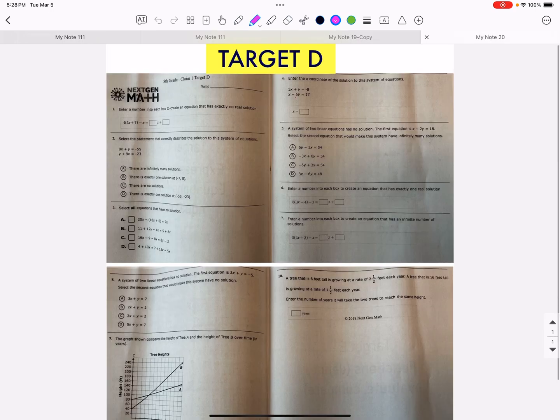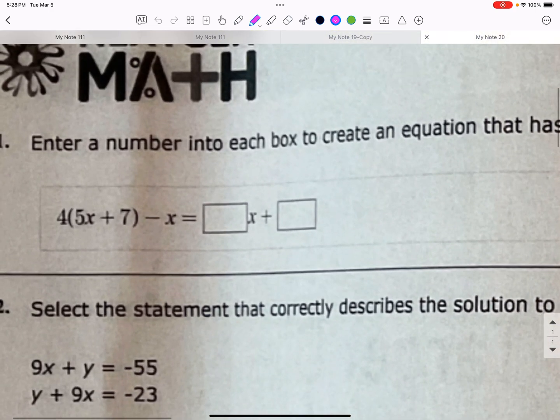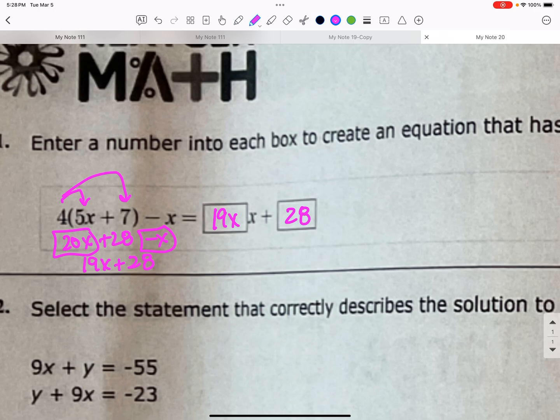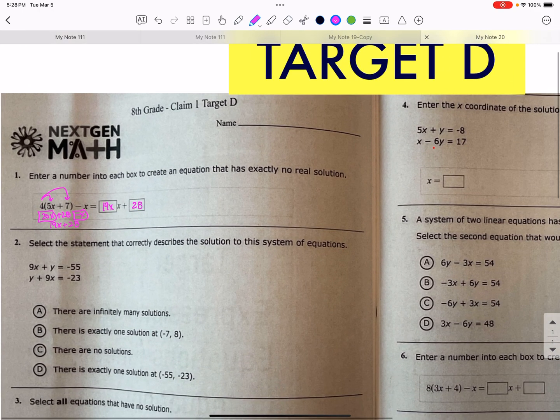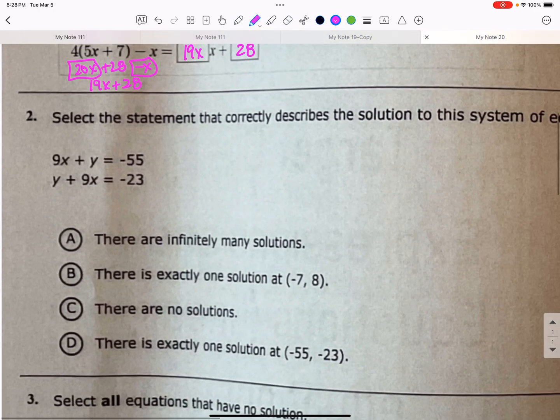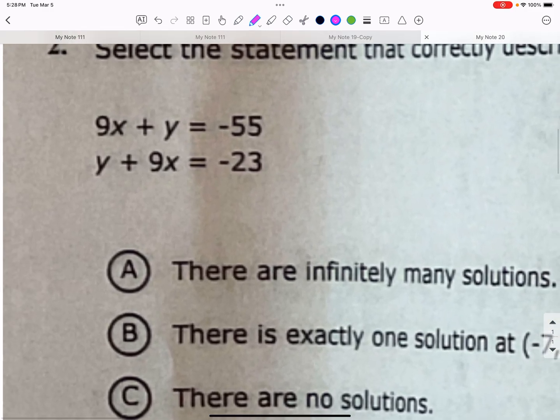Okay, let's do target D. Okay, let's see. 20x plus 28 minus x. If I have 20 x's minus 1 x, I really have 19 x's plus 28. So over here, I have 19 x's plus 28. Okay. Number 2, let's see. I can plug these guys in, or I can actually do the math. I'm going to make, what am I going to do?